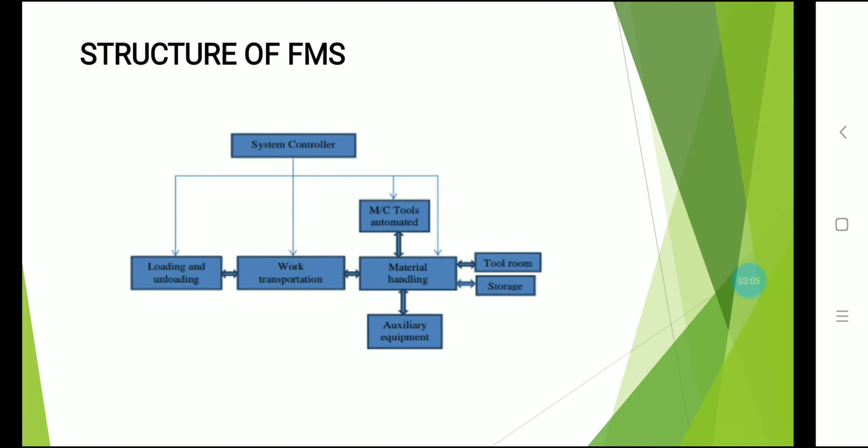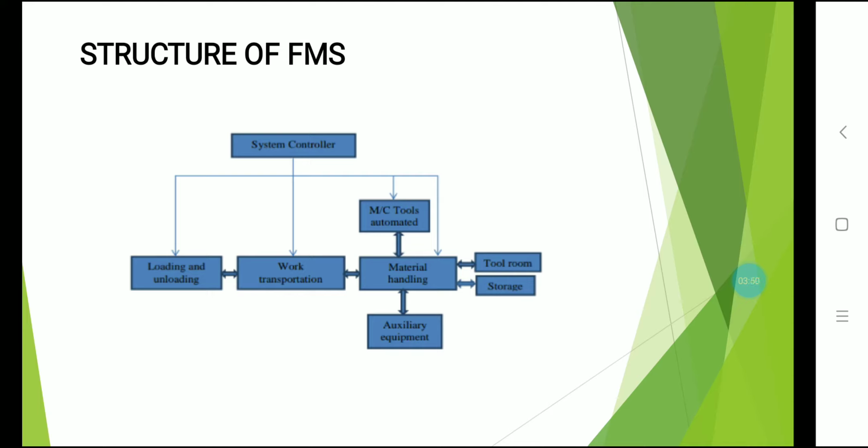Structure of flexible manufacturing system. What is the structure of flexible manufacturing system? The first one is the system controller. The system controller means the system is controlled by machines and robotics. It oversees the operations of the entire flexible manufacturing system. It controls the products, equipment and machineries in the manufacturing system. It coordinates and operates the varieties of equipment in the factory.